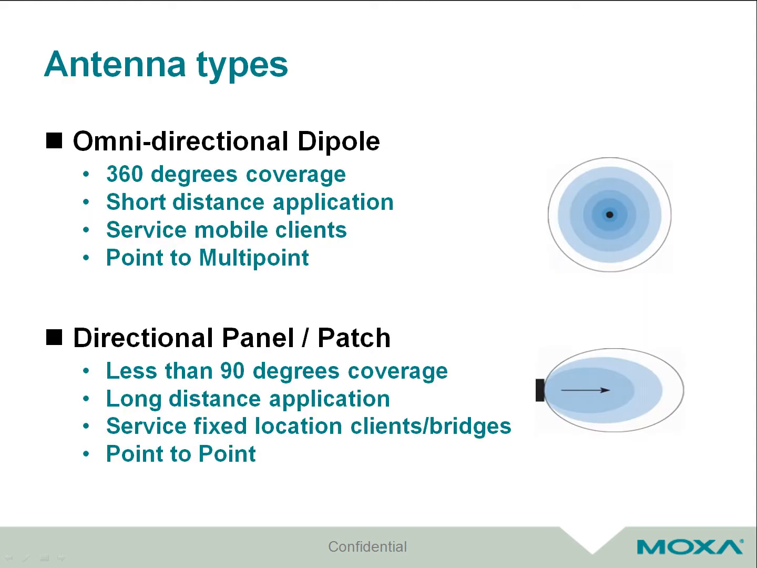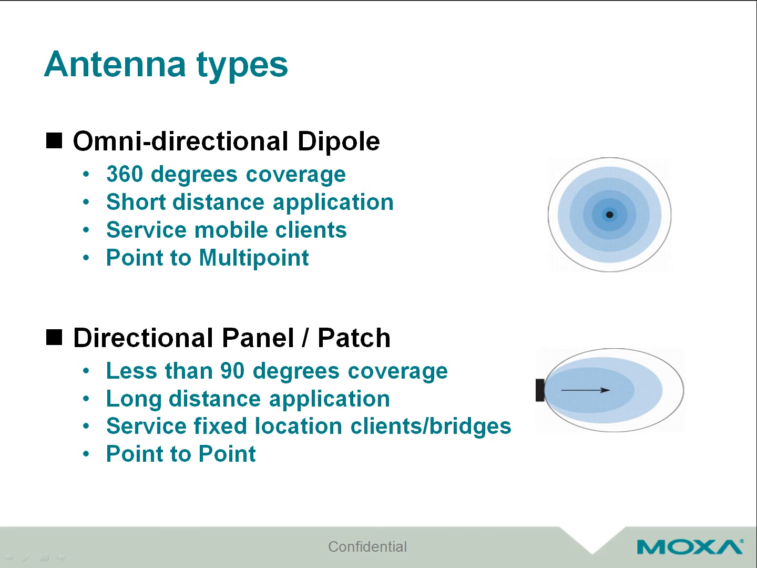Let's summarize antenna types. Omnidirectional antennas have 360-degree coverage, at least in one plane, and as a result, a weaker signal. This is suitable for short-distance applications when the Wi-Fi client's location is not specific or when the clients are mobile. Omni antenna can be used to set up point-to-multipoint connection.